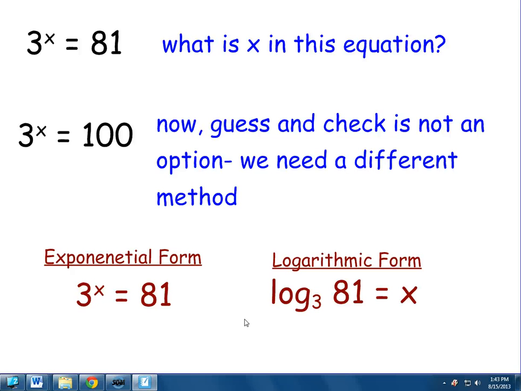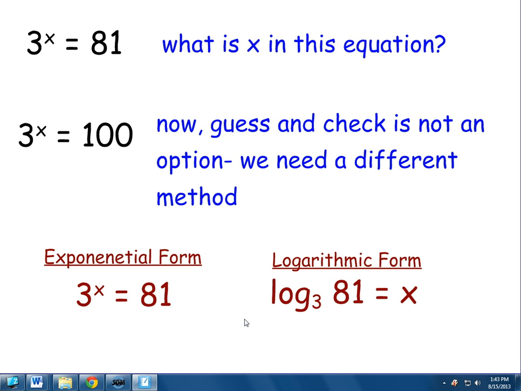But now, what if I said 3 to the x is 100? There's where you're like, well, then x has to be a decimal. Because 3 to the fourth is 81, and 3 to the fifth, oh gosh, what is 3 to the fifth? Higher than 100, I would think. 3 to the fifth is 243. So we know we're closer to 3 to the fourth, and you can estimate. So guess and check isn't an option, so we're going to have to do a different method.